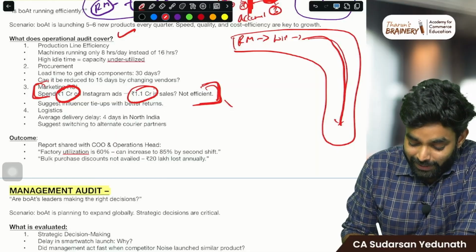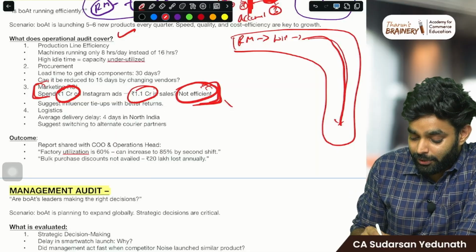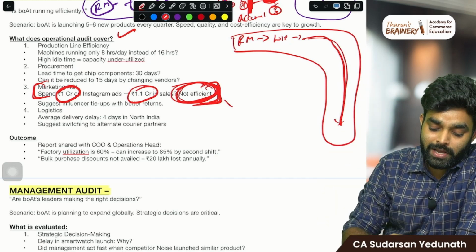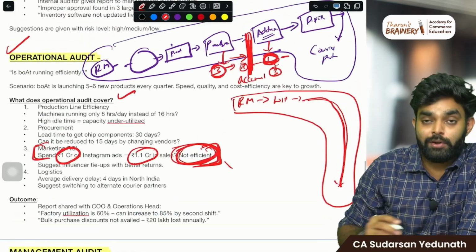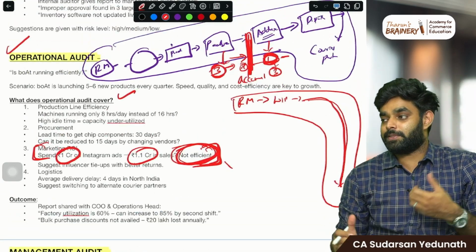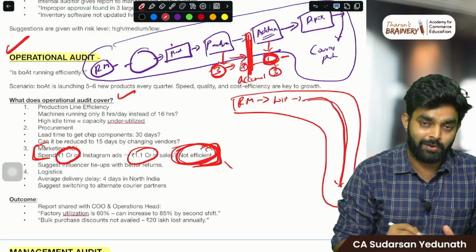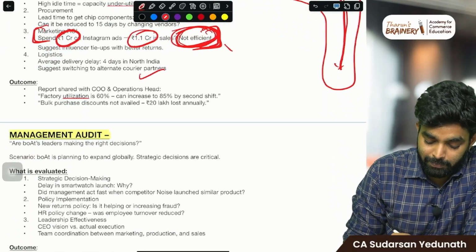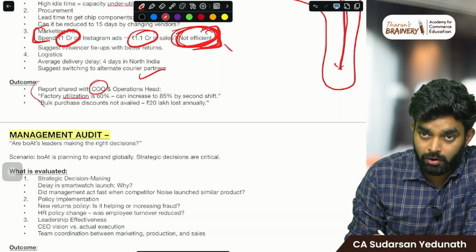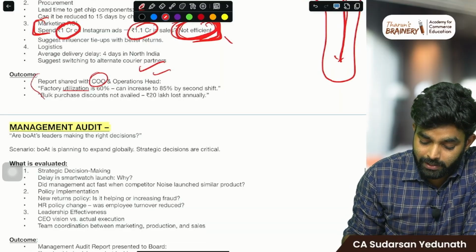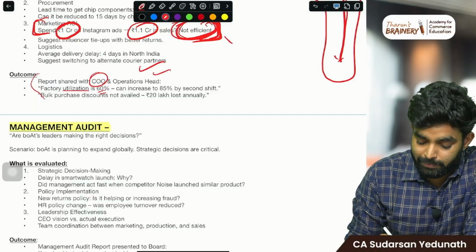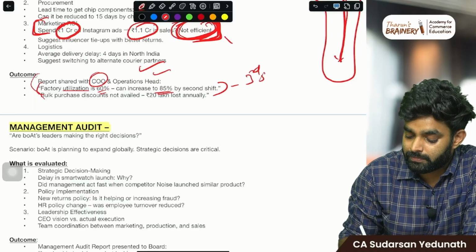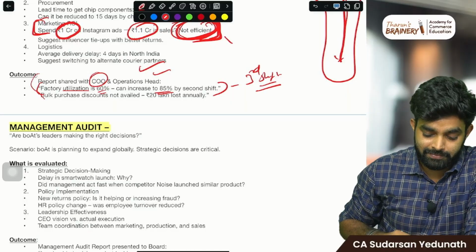So what is actually happening? It's not efficient. You will identify these things only when you are doing an operational audit. So it is advisable that all these new age startups, all these companies need to do an operational audit. Then what is the outcome? The report is shared with the chief operating officer, operations officer or operations head. Then the factory utilization is 60%. It can increase to 85% by a second shift. Do a third shift. All these advices we can give.